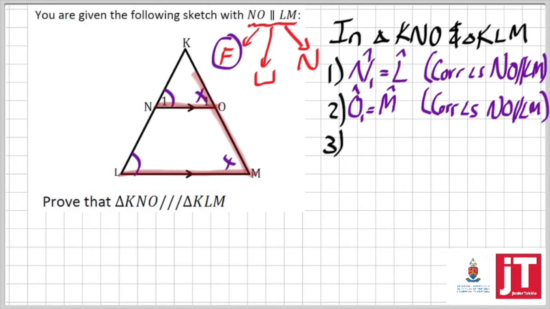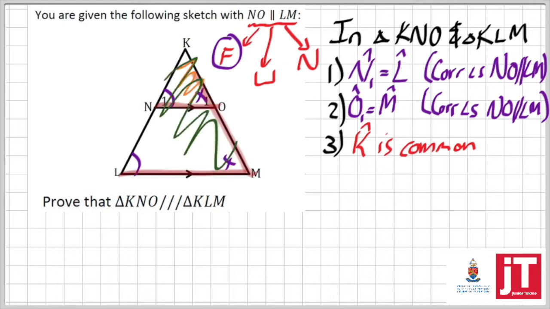That third pair I can actually find because angle K lies in both triangles. How do I know that? Let's think about coloring in the small one, coloring in the big one. You see angle K is colored in twice.